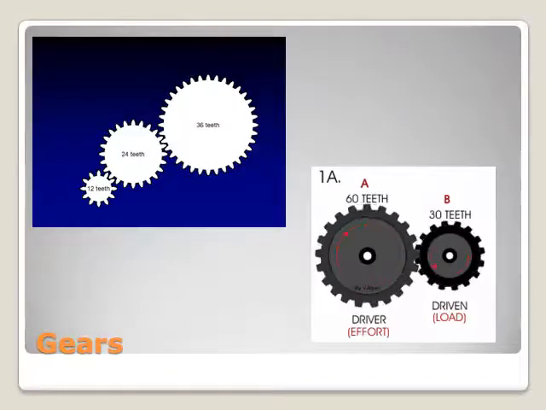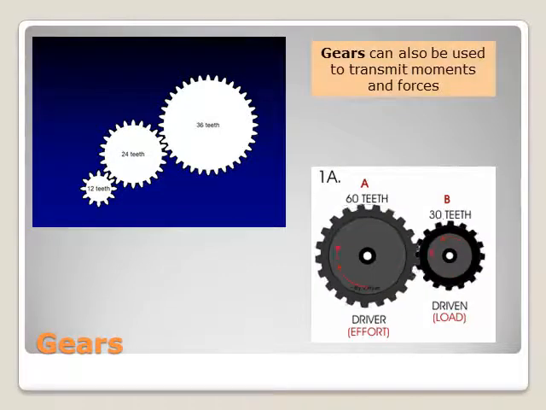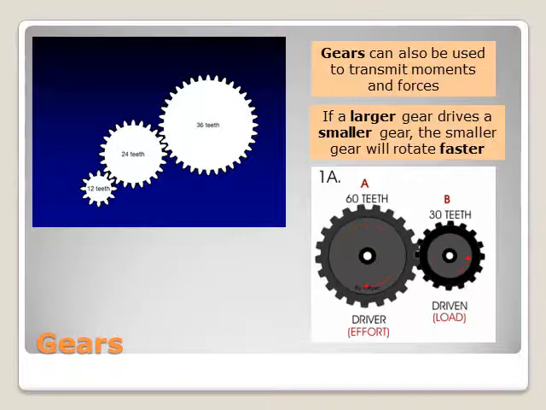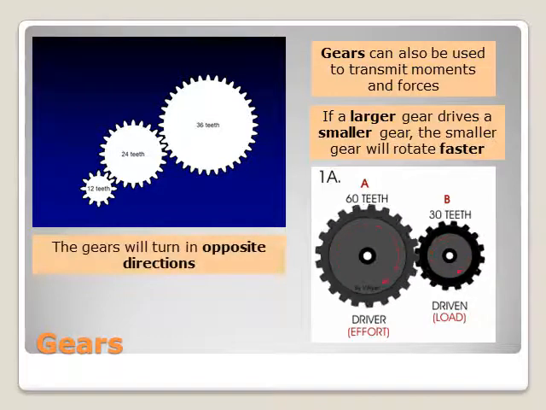Another way of sending a force or a moment is by using gears. Gears are just wheels with a number of teeth cut into the side of them. If you use a smaller gear wheel to be driven by a larger gear wheel, the smaller one will turn faster, and the gears will always turn in opposite directions.